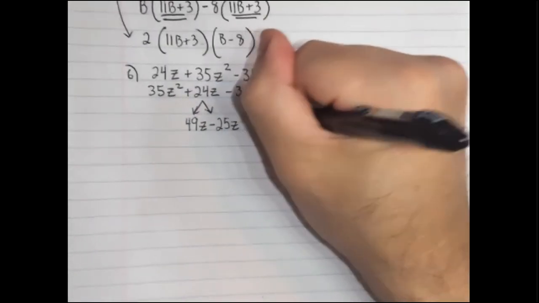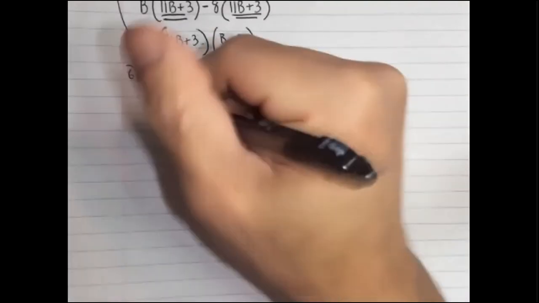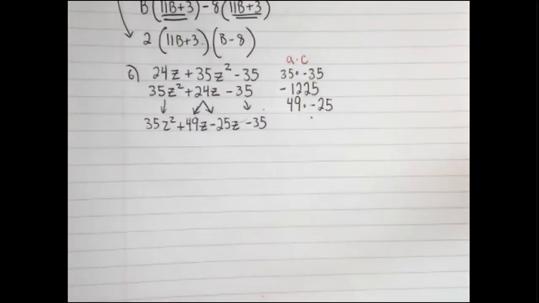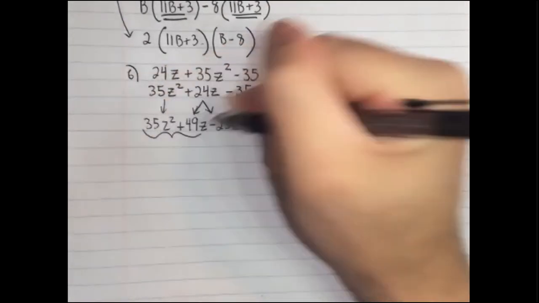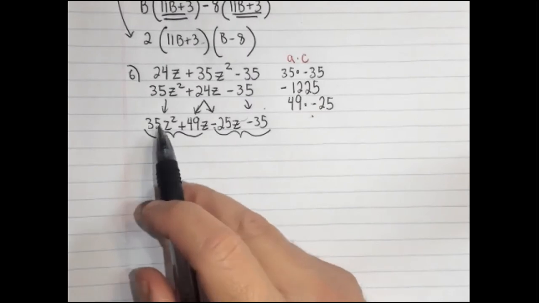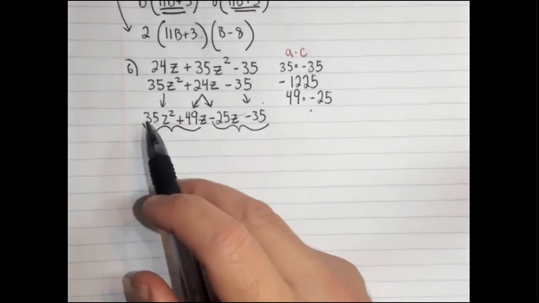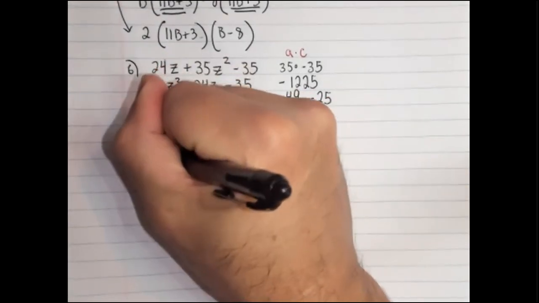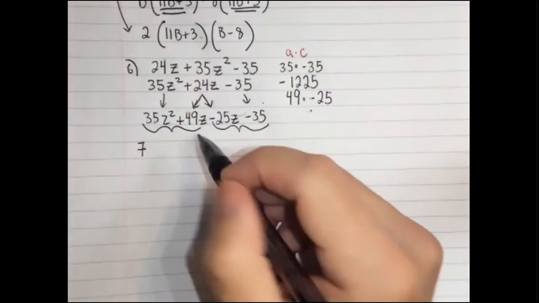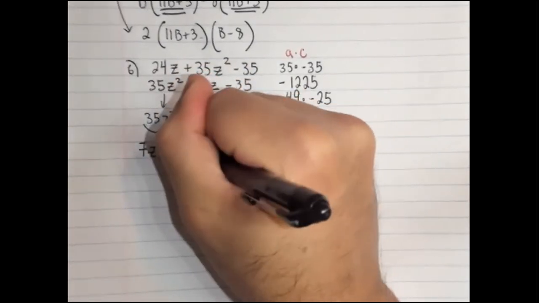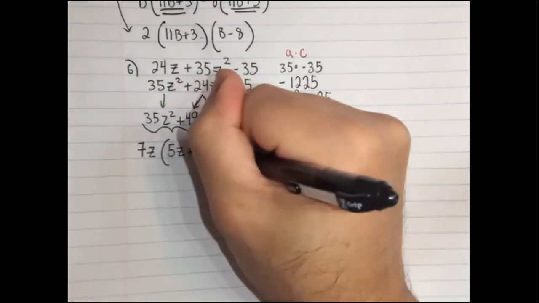Okay, then just move down, minus 35, move down the positive 35z squared, and then we do our grouping. I'm looking for the highest value that goes into 35 and 49. Well, 35 and 49 are multiples of 7, so I can pull out a 7. And they both have a z, so I'm going to pull out a 7z, and that's going to leave me 5z plus 7.